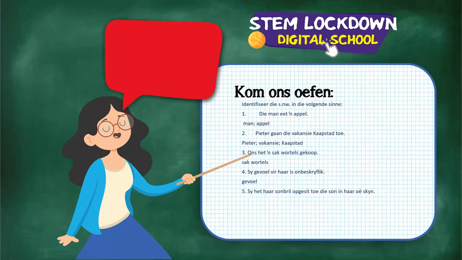Yes, and I see another two. Yes, Angelina, it is sonbril. Thank you, iPhone and Angelina, for helping there. I see another two. Think of what you can see and touch. There is one that I can touch, but I would never want to touch it because then my hand will never be the same again. So, yes, you don't want to touch the sun. And then the last one. In order for me to touch the sun, I must first see the sun. And I can see that with my what? Oe, thank you. Okay. Sy het haar sonbril opgesit.